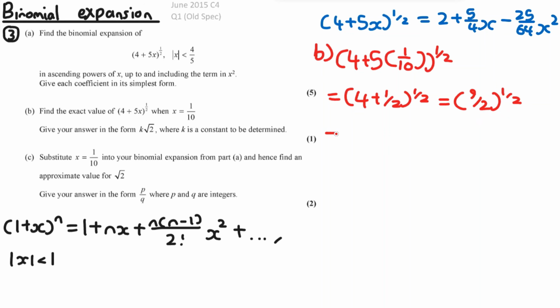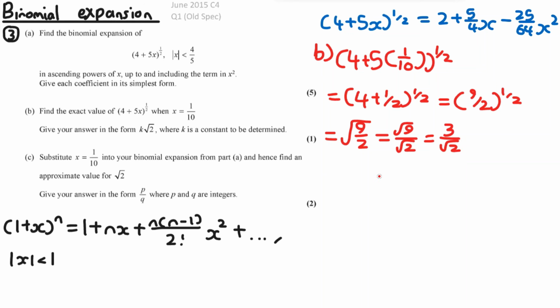So this is going to be equal to the square root of 9 over 2. Remember, we can split this up into the square root of 9 over the square root of 2. So this is going to be equal to 3 over the square root of 2, but it wants it in the form k root 2. So what we can do is rationalize this denominator by getting rid of the root 2 in the denominator here. You can just put this into your calculator in order to get the value for when there is not a root number, not a surd, in the denominator.